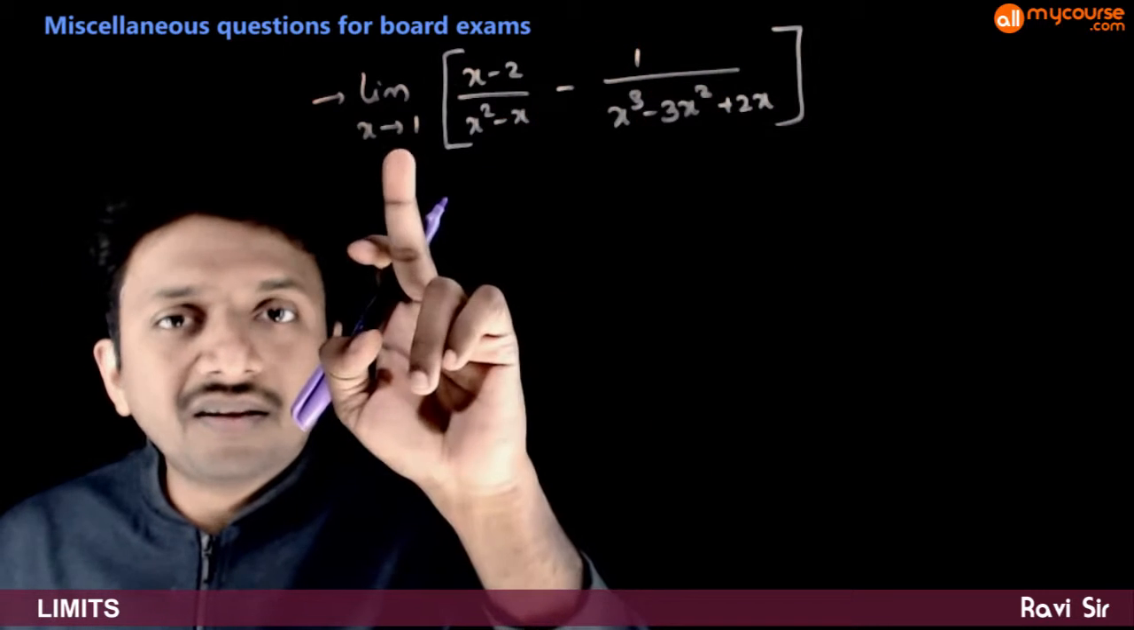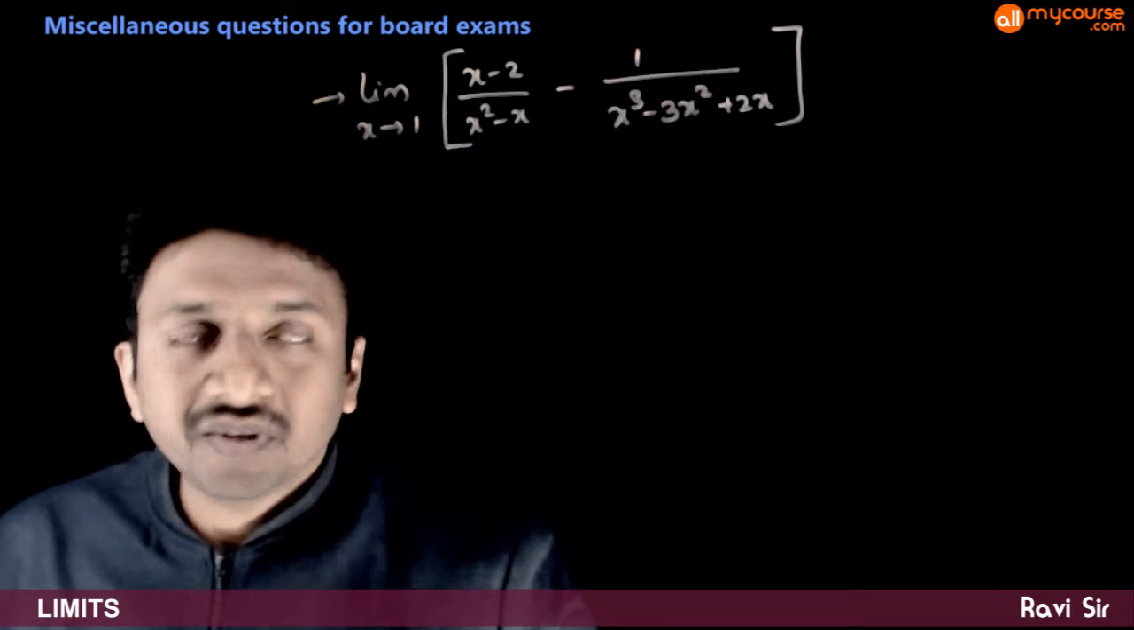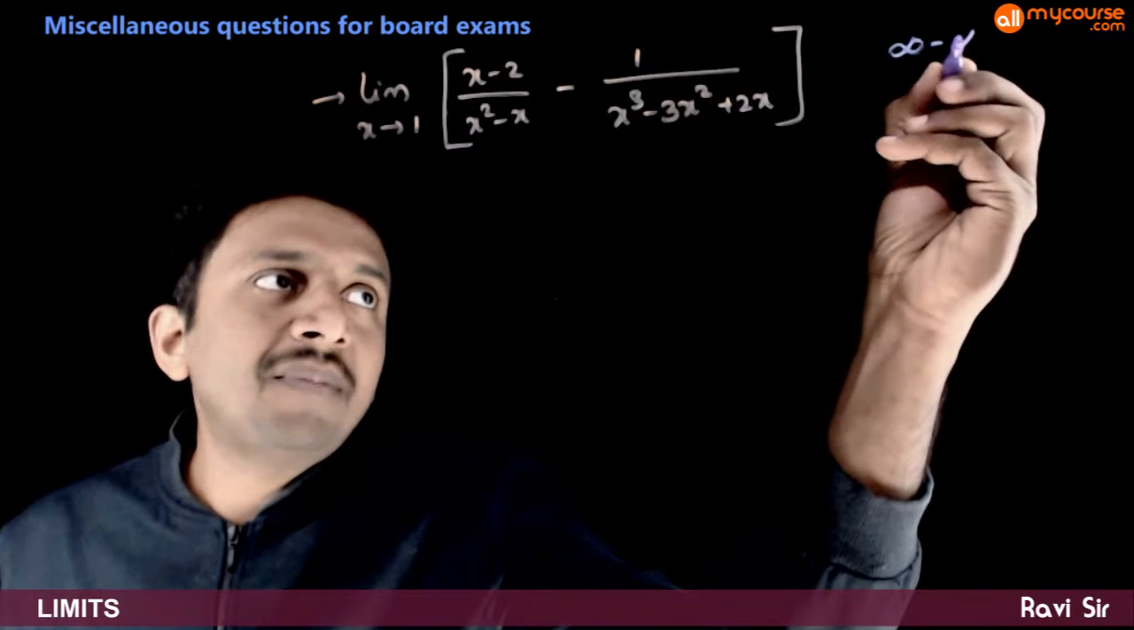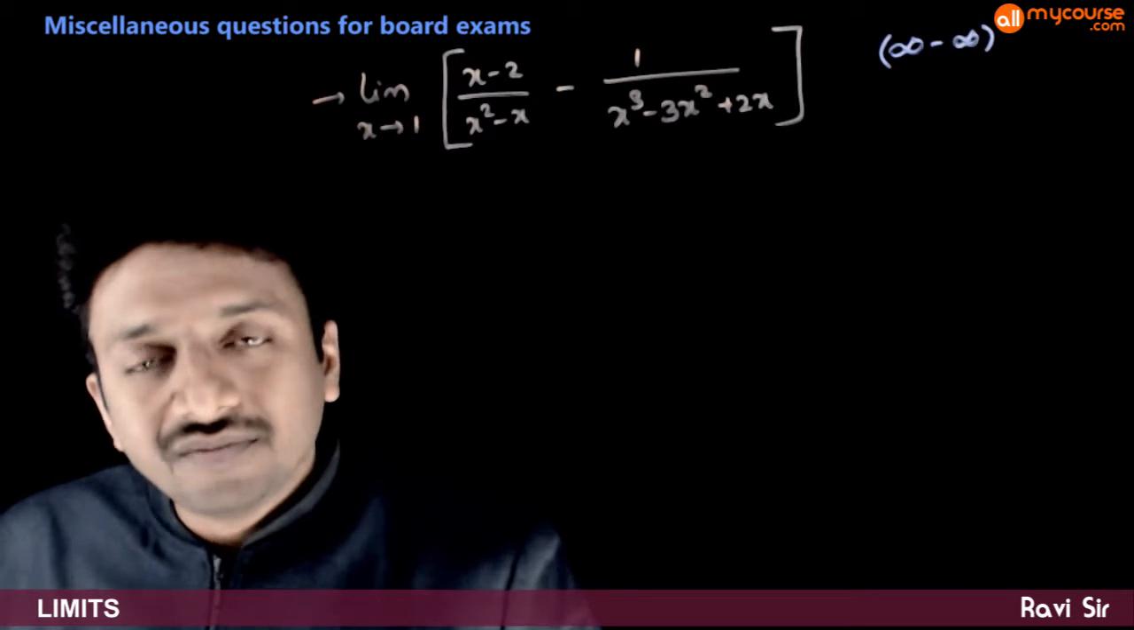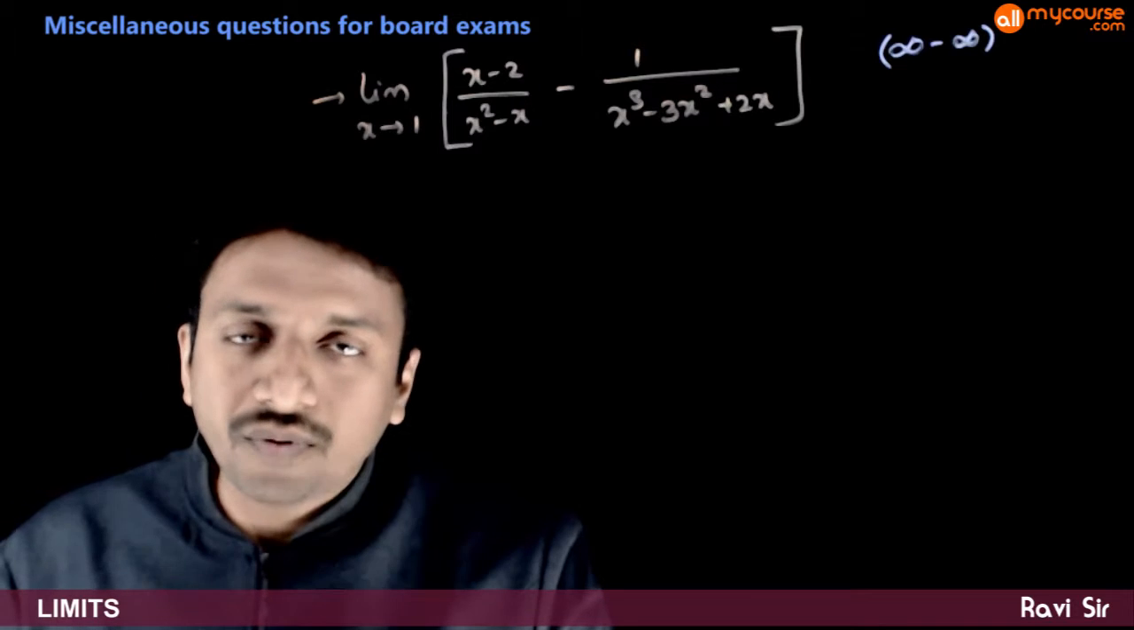and 1 by the denominator, which is 1 minus 3 plus 2, again equal to 0. So this is of the form infinity minus infinity, which is an indeterminate form. Let us go forward and see what we can do.